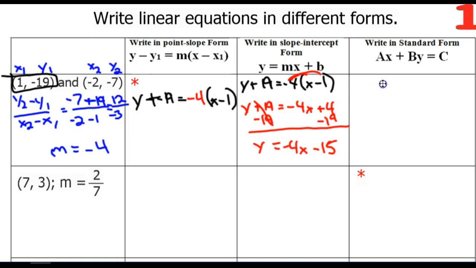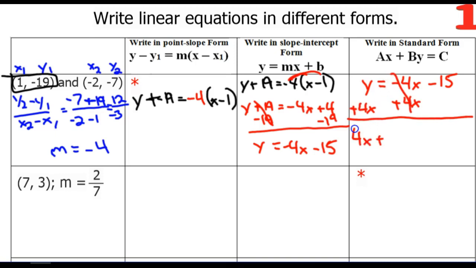Finally, we are going to put this into standard form. So y equals negative 4x minus 15. All we got to do is move the x over to the other side. So I'm going to add 4x to move it. And we get 4x plus y equals negative 15.